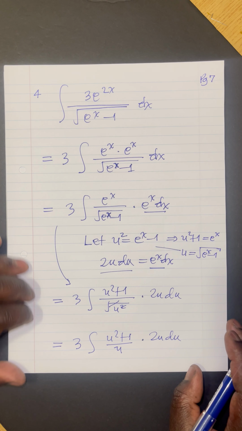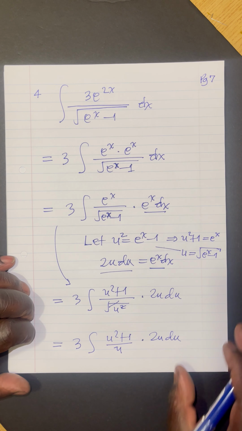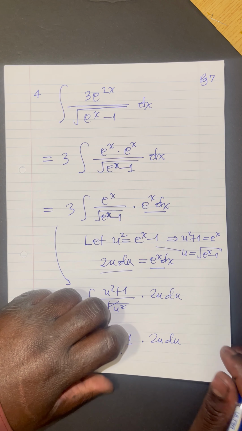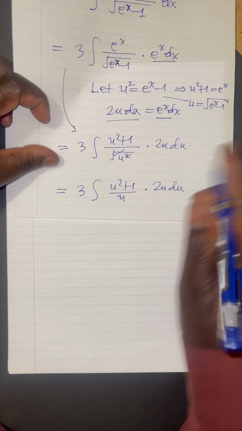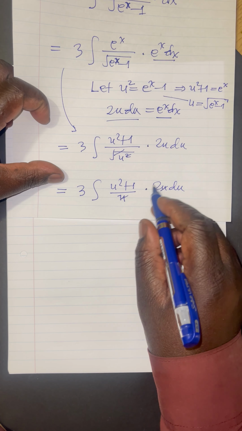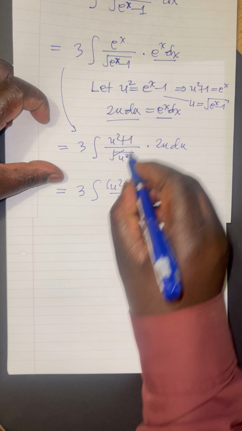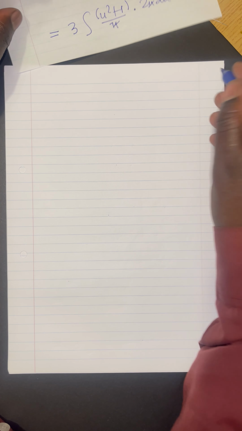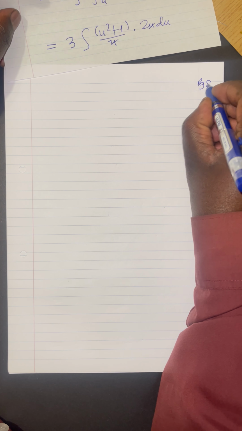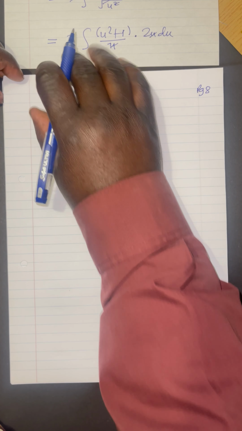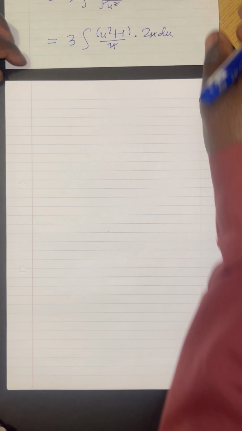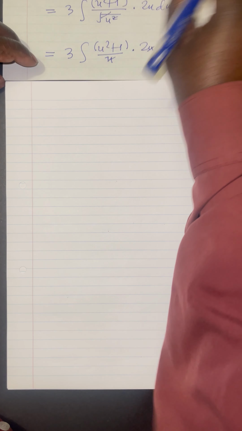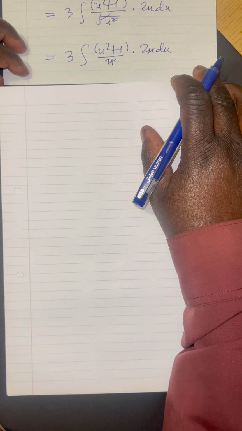Take 2 out because it's a constant and it's multiplying. So I'm going to have 6 there. And the u cancels the u. Let me put this in brackets. Take the 2 out. What do we get? Taking us to page 8, we get the following. Move this one down a bit. Hope you can see it there.